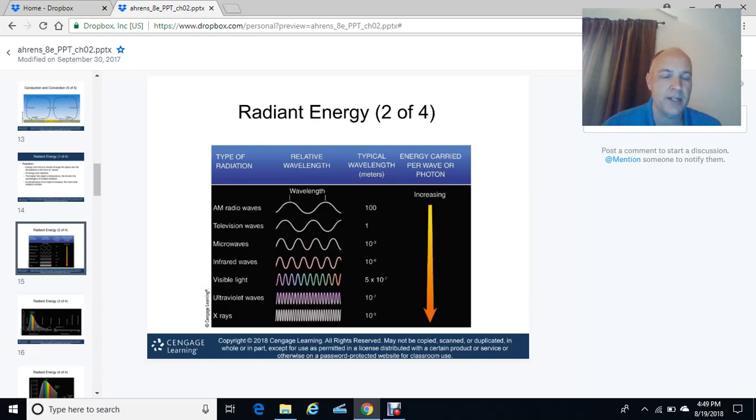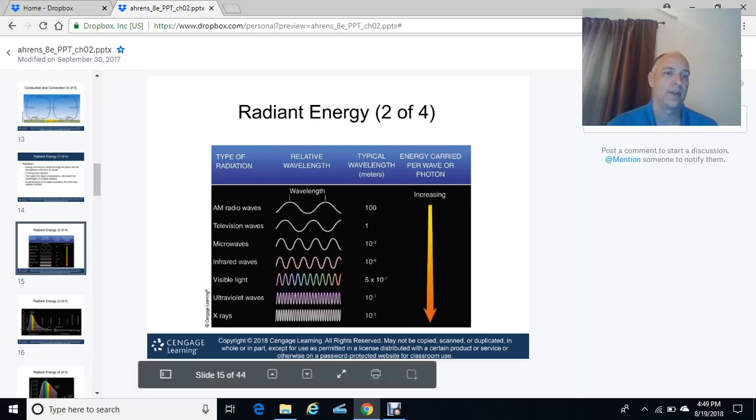See all those ups and downs in that line, how squiggly that line is? Ultraviolet waves, even smaller spacing in between waves. And then X-rays, even smaller. So when you go to the doctor and get those X-rays, you are on the very short wavelength, high energy area of the EM spectrum.